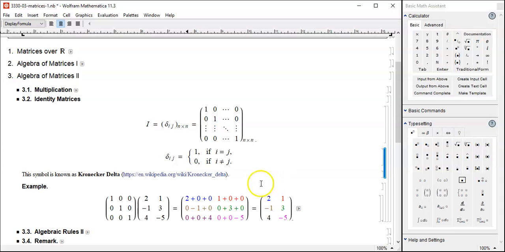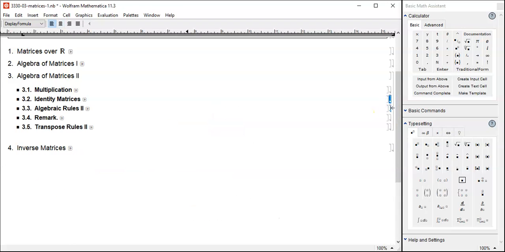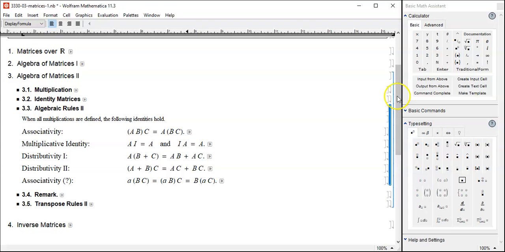As a matter of fact, this delta ij is called the Kronecker delta, named after the late 19th century German mathematician Kronecker. If you want to know a little bit about it, you can read through this Wikipedia link, and maybe you can study more about the history. In any case, that's the identity matrix.